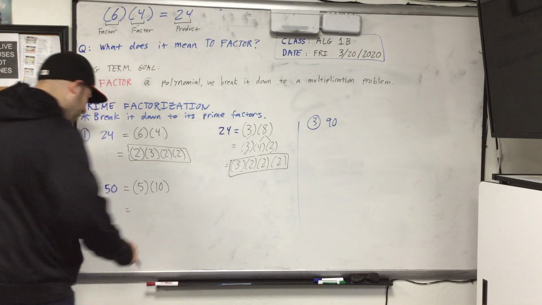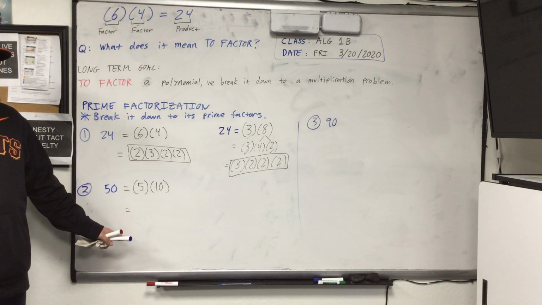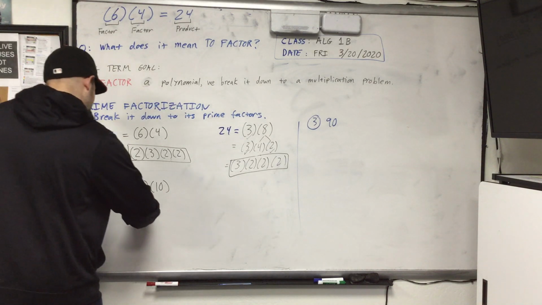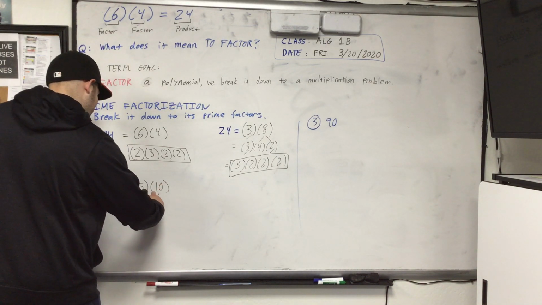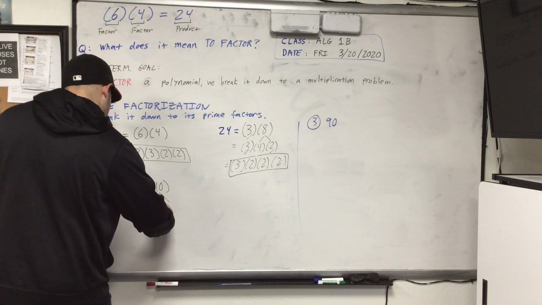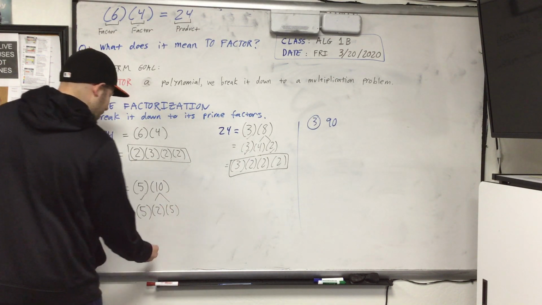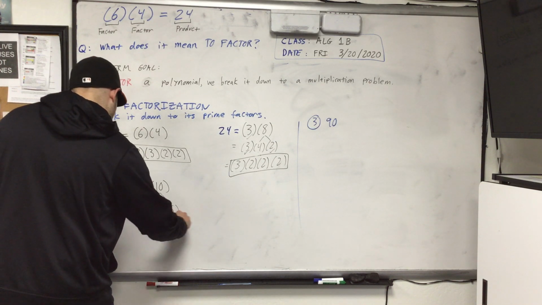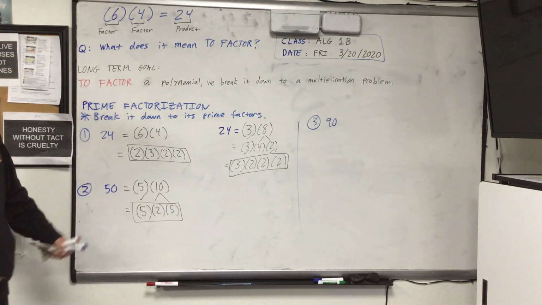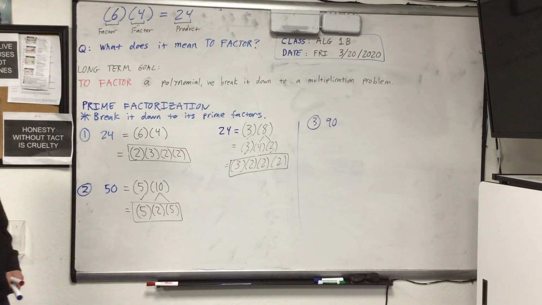5 times 10. 5 is a prime number, so I'm going to let that be. 10 is not. So specifically, 10 can be broken down into 2 times 5. 5 is prime, 2 is prime, 5 is prime, so I've got these completely factored out.